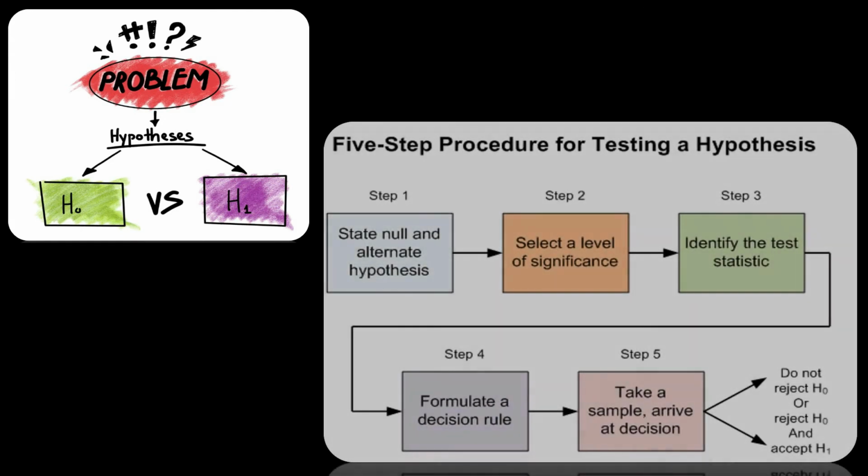Five-step procedure for testing a hypothesis. Step 1. State null and alternate hypothesis. Step 2. Select a level of significance. Step 3. Identify the test statistic. Step 4. Formulate the decision rule. Step 5. Take a sample and arrive at the decision.